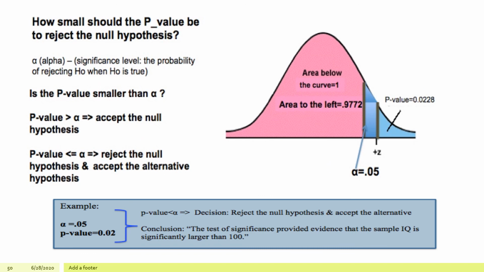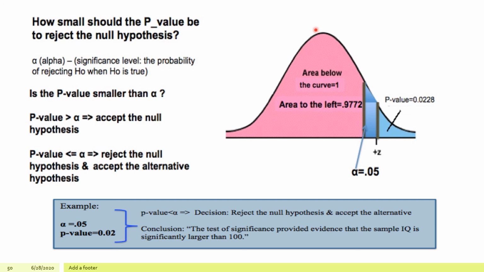Now the question is, how small should the p-value be to reject the null hypothesis? This alpha, the significance level, is the probability of rejecting the null hypothesis when the null is true. Is the p-value smaller than alpha? If the p-value is greater than alpha, accept the null hypothesis. If the p-value is less than alpha, reject the null hypothesis and accept the alternate hypothesis. This is what we are telling.